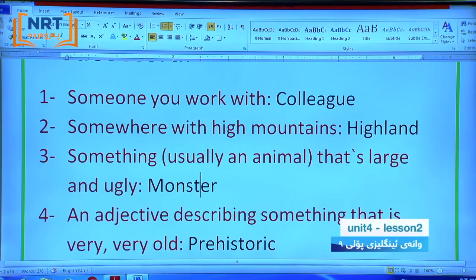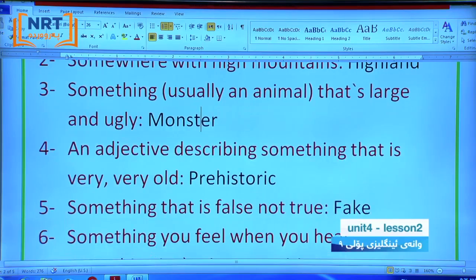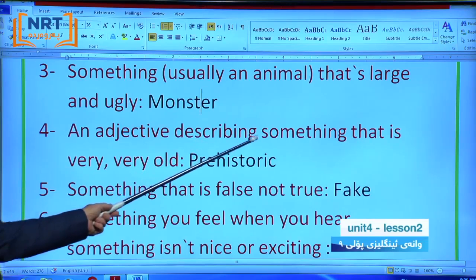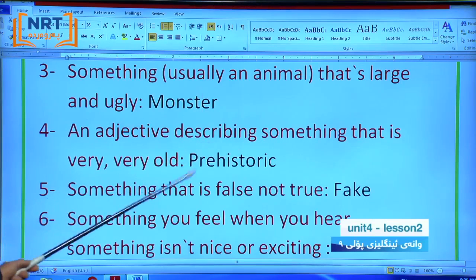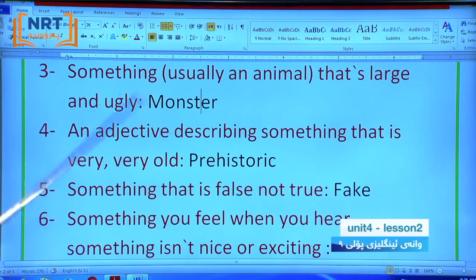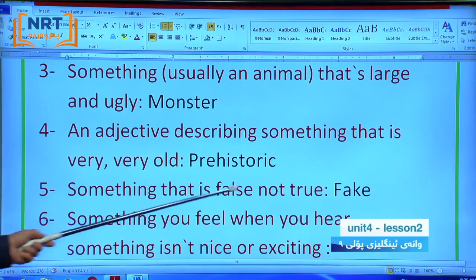Okay, prehistoric. What does prehistoric mean? Prehistoric is an adjective describing something that is very, very old. We have history and prehistoric. Historic, prehistoric, before historic. Prehistoric means before historic. An adjective describing something that is very, very old, means too old.